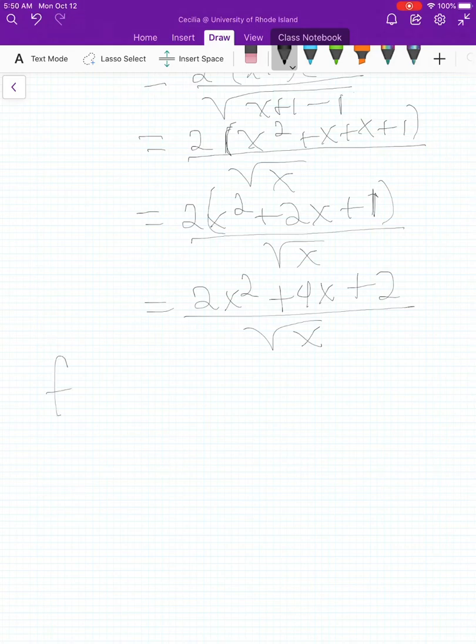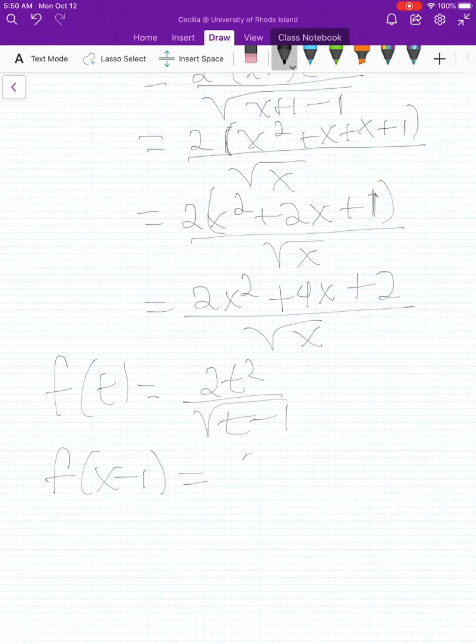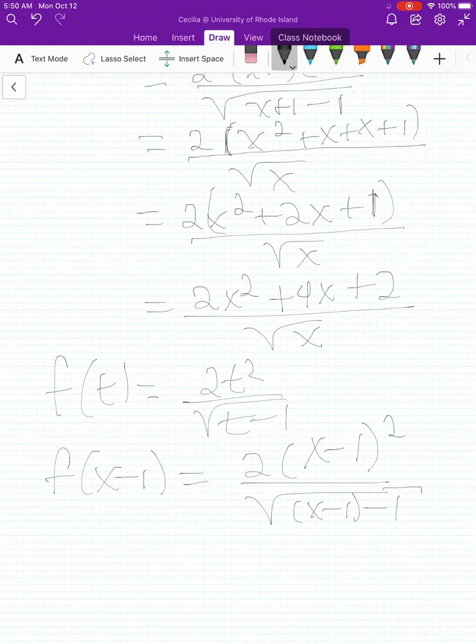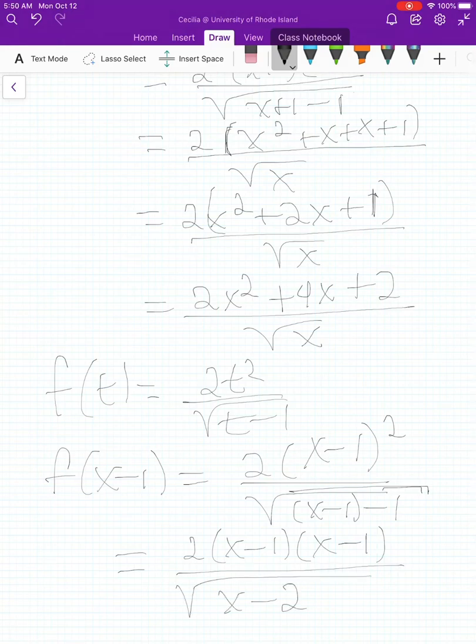The next one is f. Let's remind ourselves, since it's on the other screen, that f of t is 2t squared over the square root of t minus 1. And now we're being asked to find f of x minus 1. So this is 2 times x minus 1 squared all over the square root of x minus 1 minus 1. Okay, that whole thing's underneath the square root. And that is going to equal 2 times x minus 1 times x minus 1 in the numerator, and the square root of x minus 2 in the denominator.